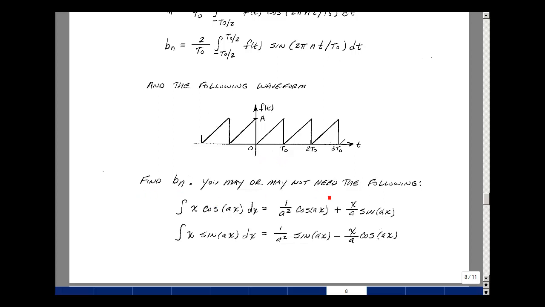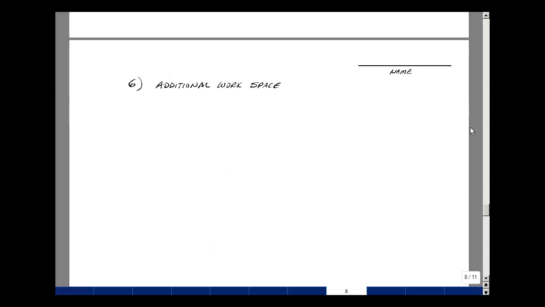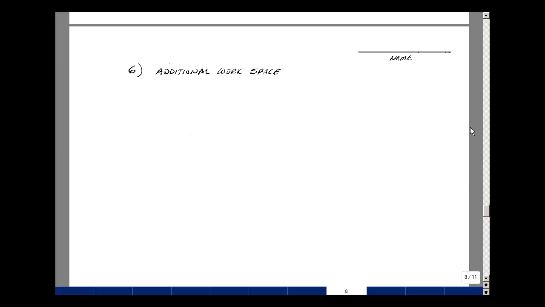Now you may or may not need the following identities: that the integral of x cosine of ax dx is equal to this, and that the integral of x sine of ax dx is equal to this. The following page has some additional workspace.